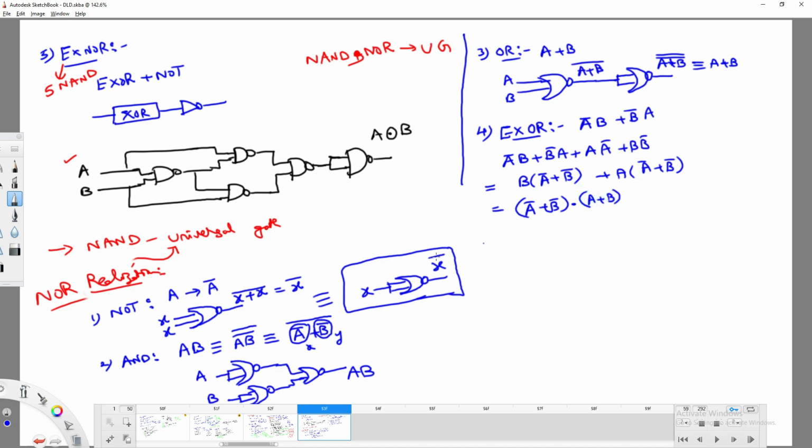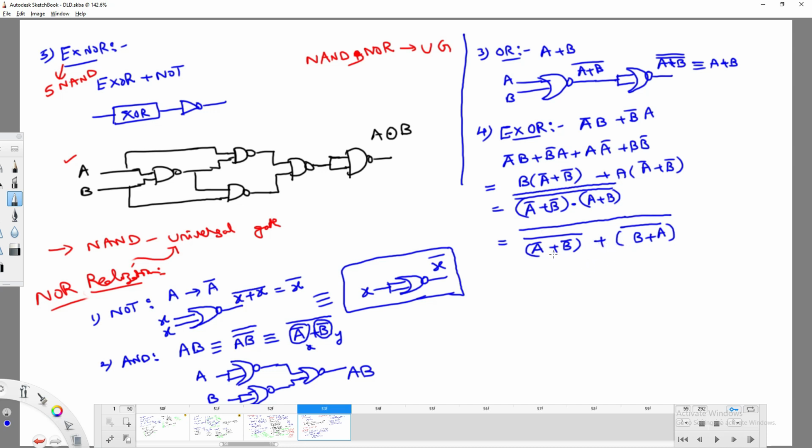So now for this, I am trying to do some kind of complement again, a double complement. If I do a double complement, you are going to get one complement. That inner complement I am going to distribute: A bar plus B bar plus B plus A whole. That's it, right? Now observe.